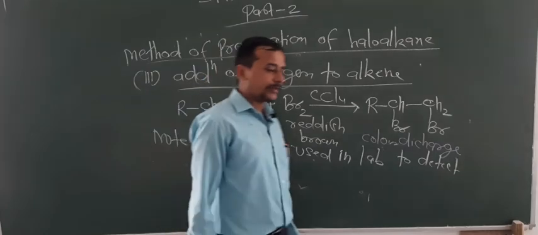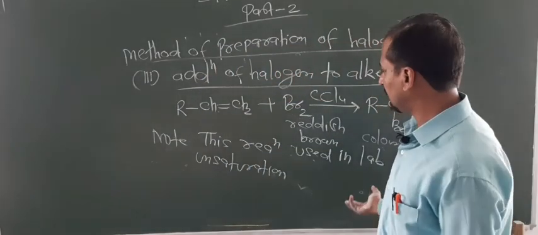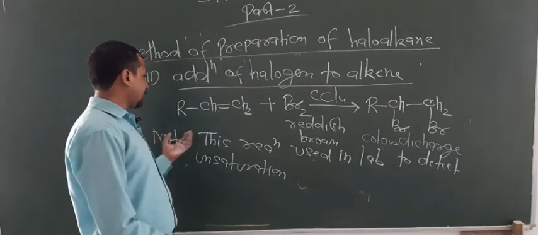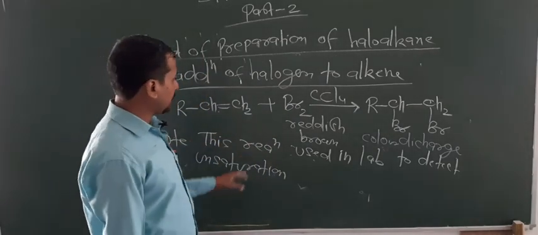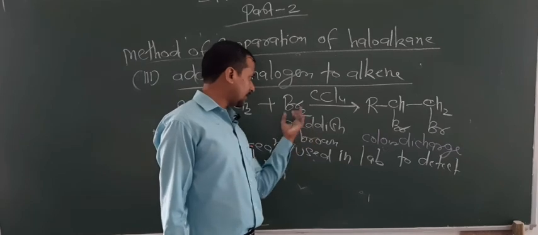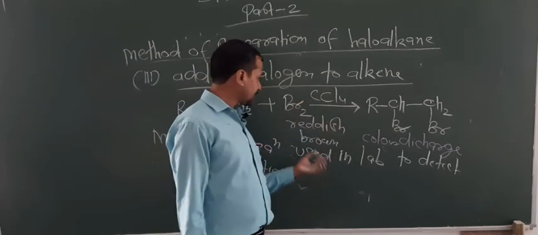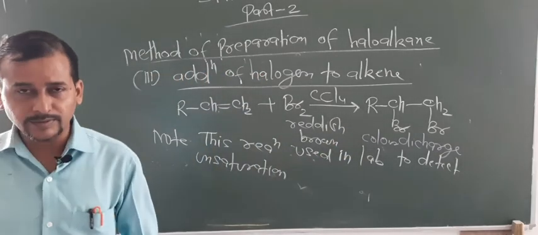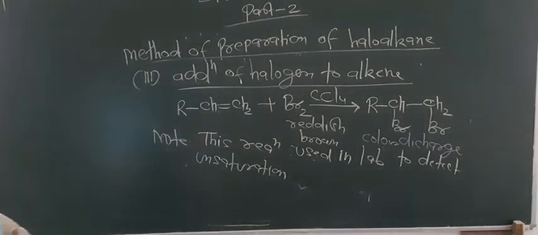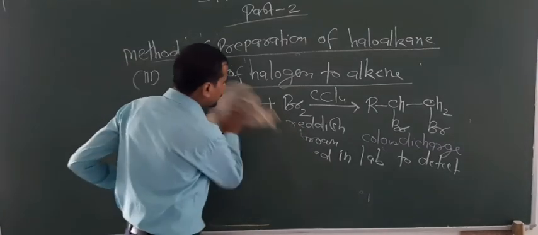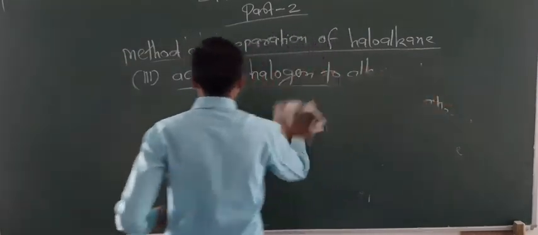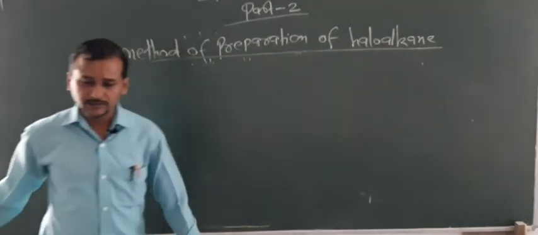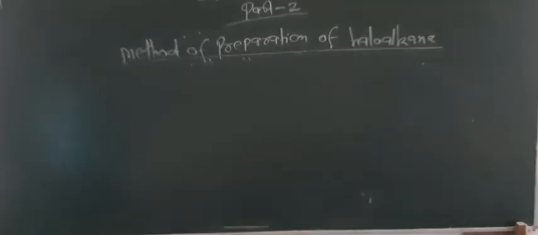Maybe in your practical examinations one question may be raised: how can you know that the given organic compound is saturated or unsaturated? By this reaction you can clarify that if the reddish brown color of bromine water in the presence of CCl4 is discharged, then the compound may contain either a double bond or a triple bond. So this is also one more method of preparation, that is, from alkenes by addition of halogen. These are all about the preparation from hydrocarbons.